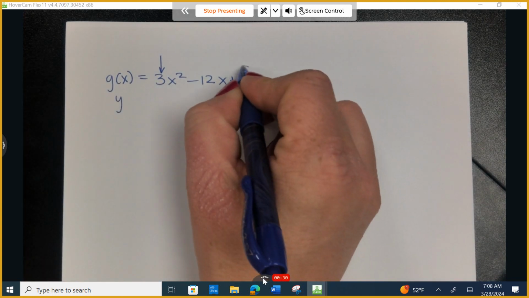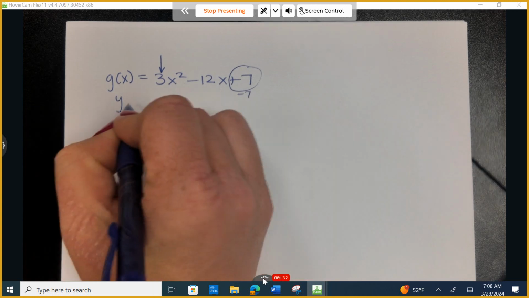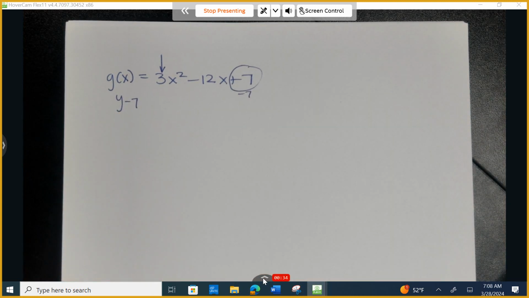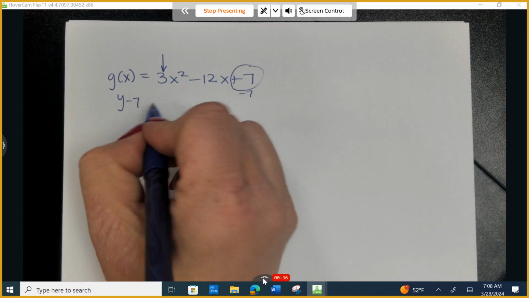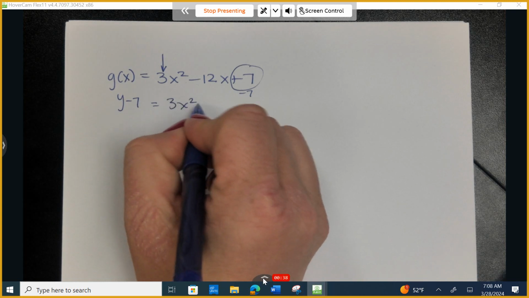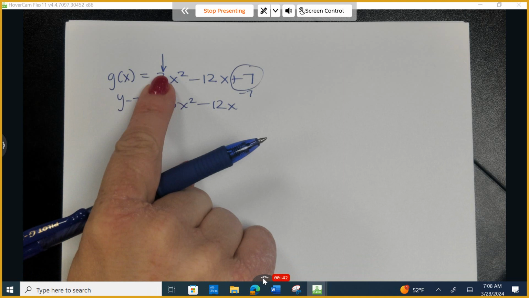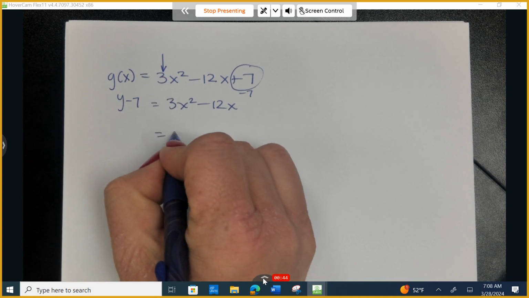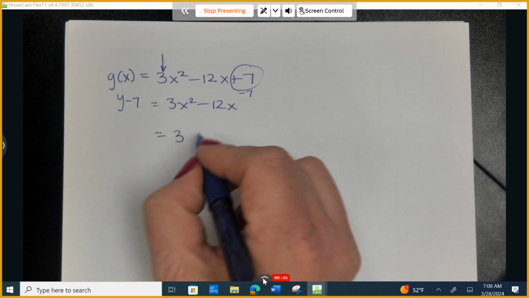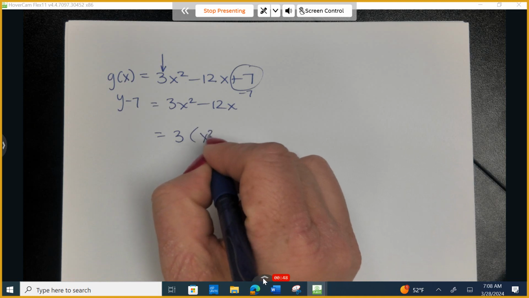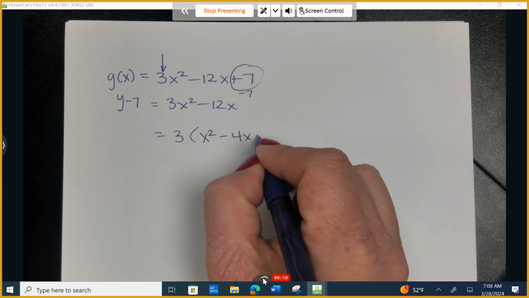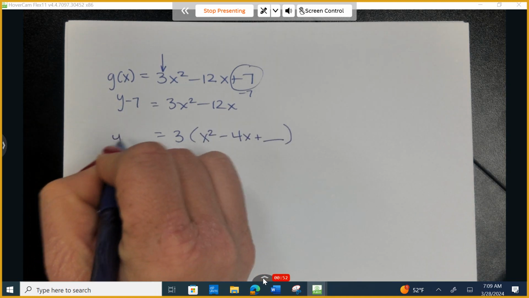So the very first thing I'm going to do is think of this as a y, and I'm going to take this constant and move it to the opposite side. When it moves to the opposite side, in this case, I am subtracting it. Now, I'm going to factor out this value that I've identified. In this case, it is 3. So when I factor out the 3, I'm left with x squared minus 4x, and I'm going to leave this blank spot.